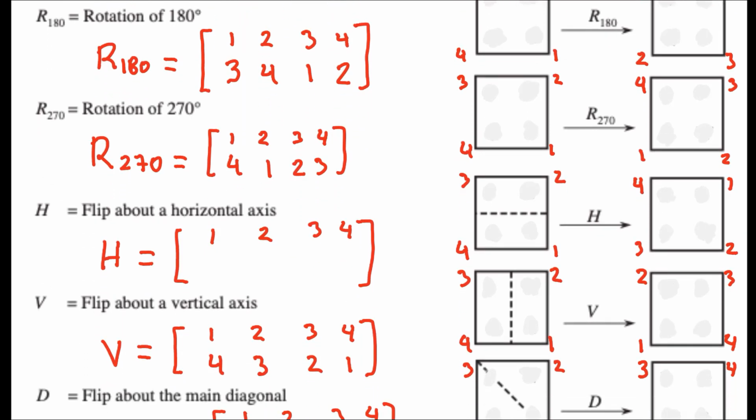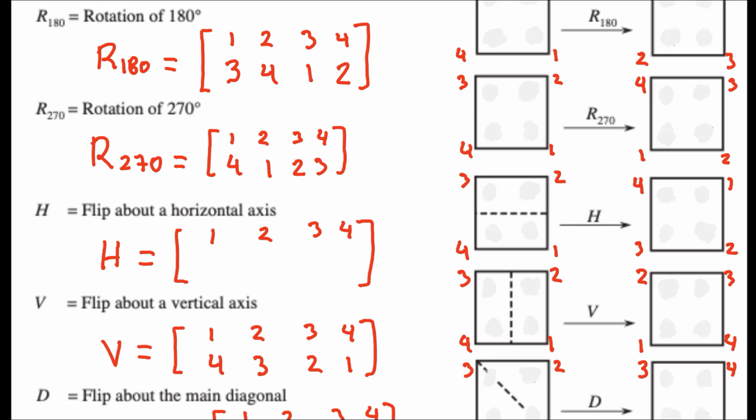Let me do one of the flips here. So let's do the flip. So the H, which is a flip about the horizontal axis. So this will be the original square 1, 2, 3, and 4. Flip is rotation about this axis. So then if you see that, then this number 1 will move here, 4 will move here, and vice versa. 3 will move here, and 2 will move here. So you are doing a rotation, a flip about the horizontal axis here.